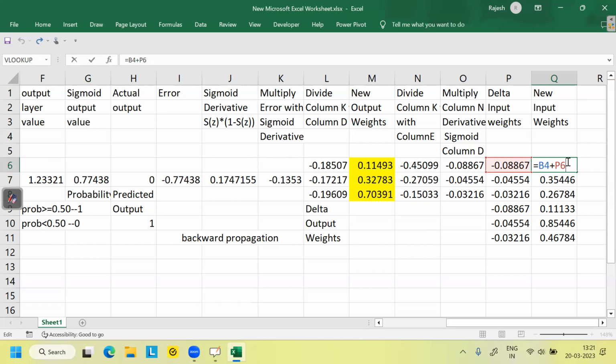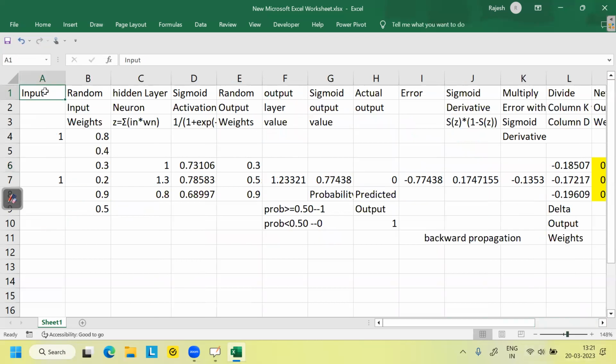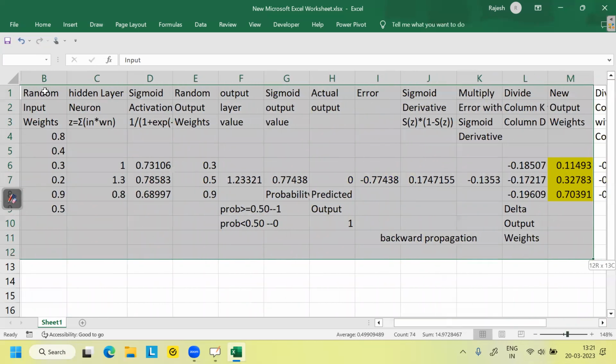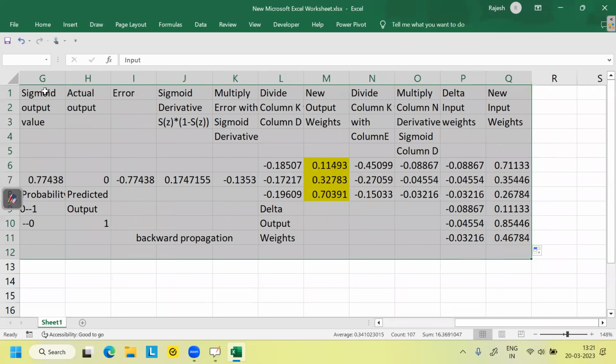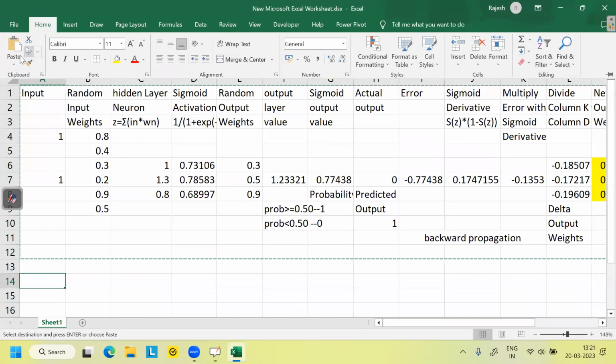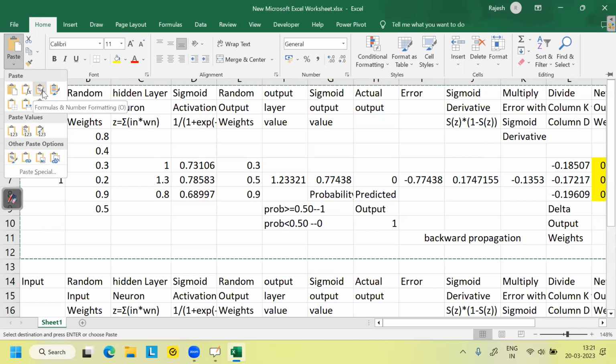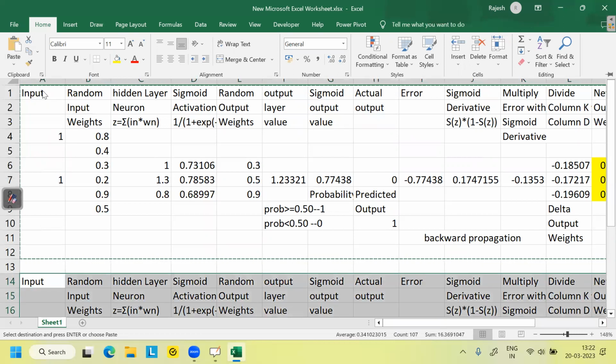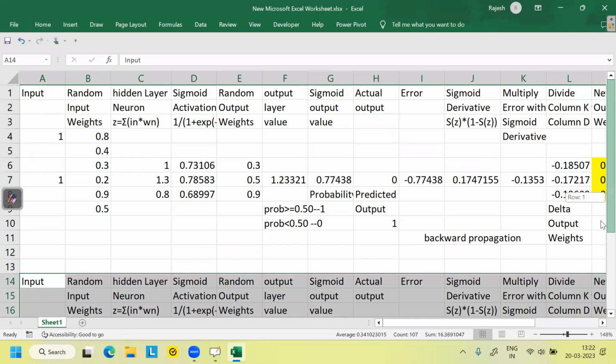Okay. Now we have completed the iteration. So we got new input weights and new output weights. Now what I will do is copy this whole calculation. Control C. Give a row gap, go to Home, and paste special formulas and number formatting.